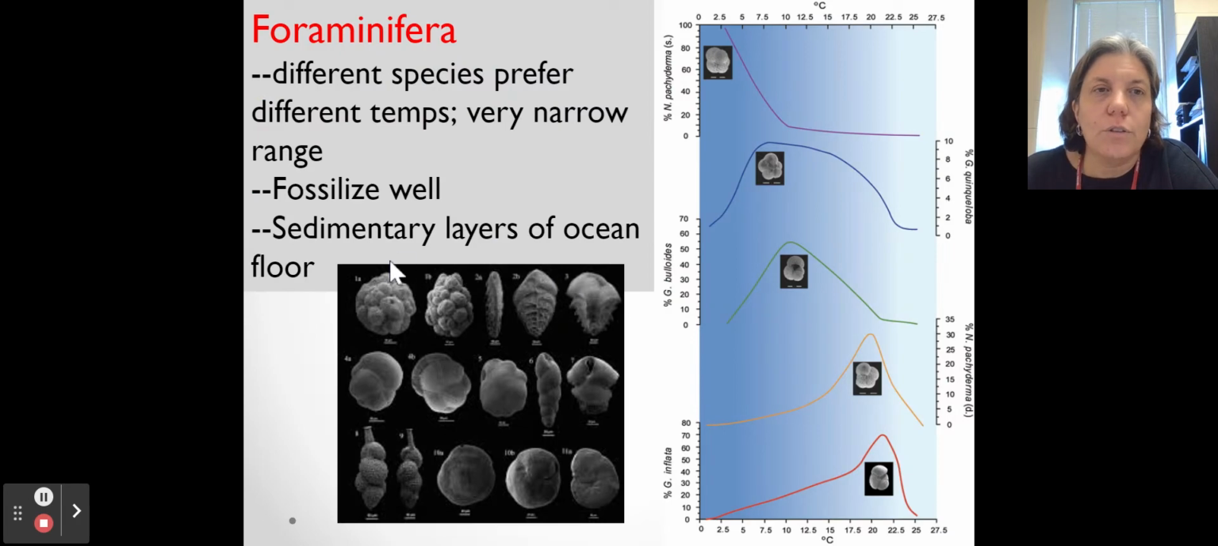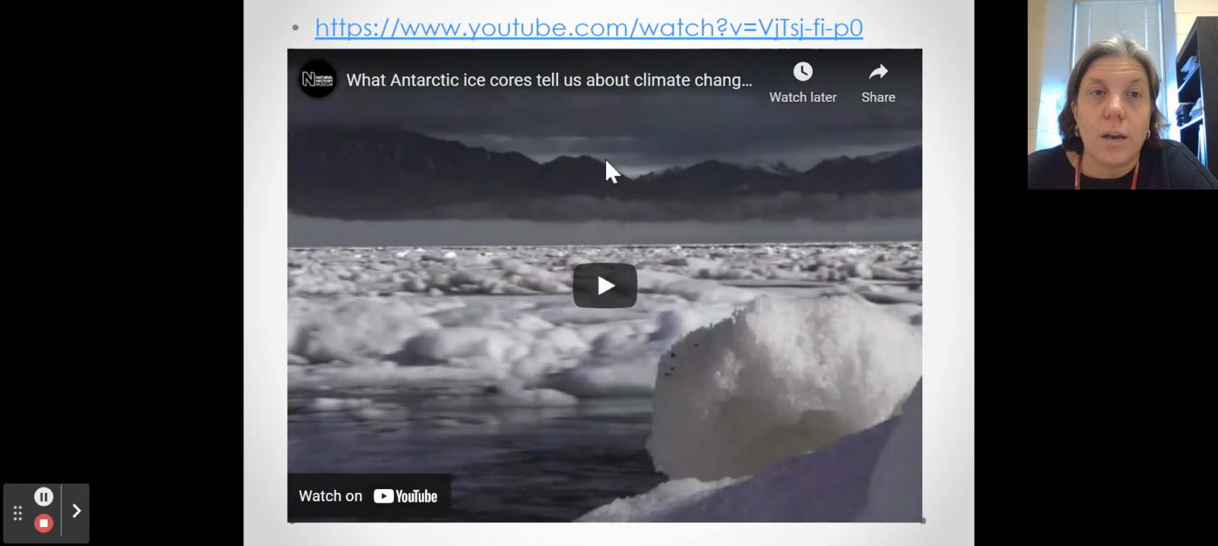Here's an interesting little creature called a foraminifera. Different species prefer different temperatures, and they have a very narrow range of temperature tolerance, and they fossilize really well. So when these guys make fossils, they lay down themselves on the layers of the ocean floor, and if we pick up some of those ocean floor layers and look for fossils, we will see different species that were laid down in different temperatures. So it will help us figure out what the temperature of the ocean was at different times in the past when we were not actually there, which is kind of interesting.